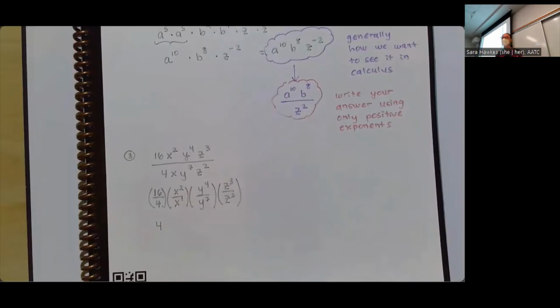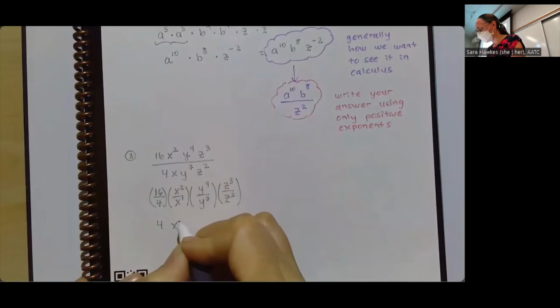So I have an option. I can think about those exponent rules, and I can think about that as x to the 2 minus 1. Or I can write out that x squared in the numerator as x times x and think about canceling an x over x. Totally up to you. I'm going to go exponent rules.